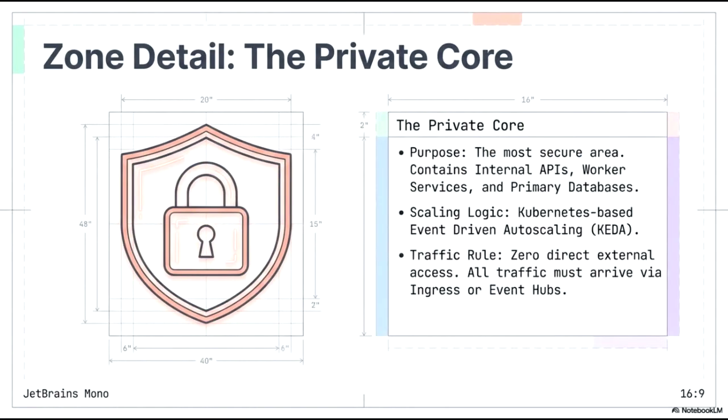The private core is defined as the most secure area within our environment, containing our internal APIs, worker services, and primary databases. To manage scaling, we employ Kubernetes-based event-driven autoscaling, or KEDA, ensuring that our infrastructure adapts to workload demands efficiently. Regarding connectivity, a strict traffic rule is in place. Zero direct external access is allowed. All traffic must arrive via ingress or event hubs, maintaining the integrity and isolation of this critical zone.